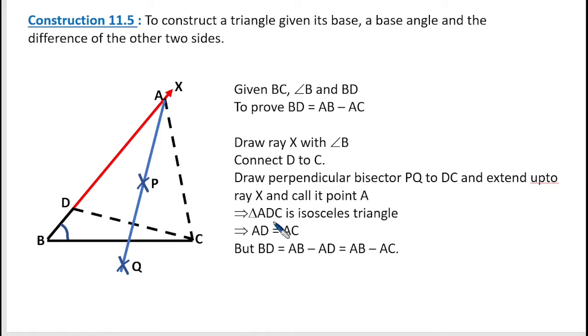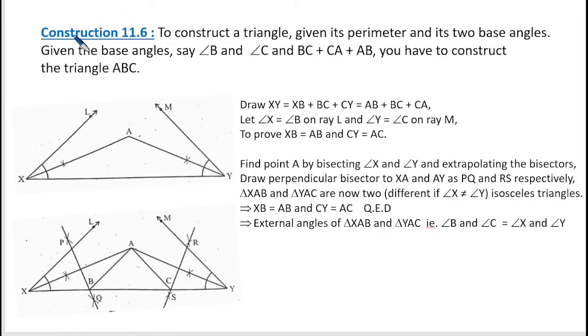And then triangle ADC is an isosceles triangle. Since it is an isosceles triangle, AD equals AC. So BD is therefore AB minus AD. So I have written, BD is equal to AB minus AD, but AD is equal to AC. So BD is equal to AB minus AC. So this BD is the difference between this length and this length.